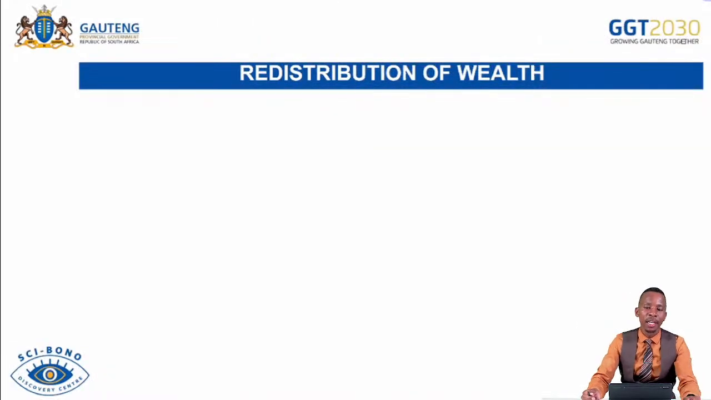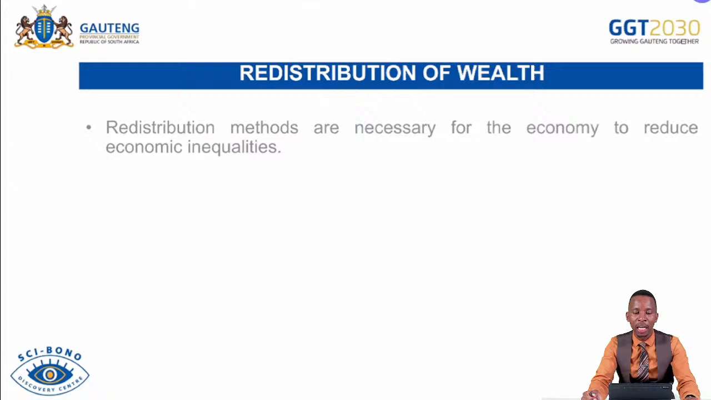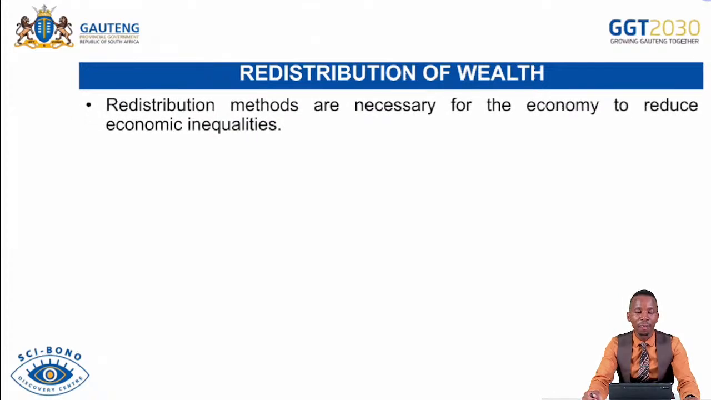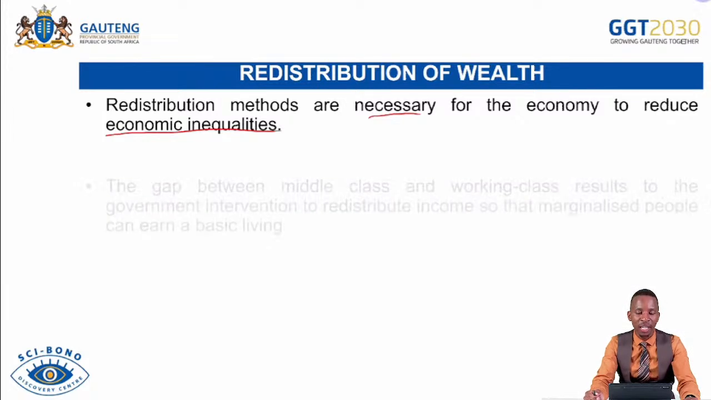And then redistribution as a part of a consequence of market failure. How does the government intervene to redistribute income and wealth in order to prevent the market from failing? Redistribution methods are necessary for the economy to reduce economic inequalities. We know that in our economy we have huge inequality. Therefore, redistribution methods should be taken into account by the government.